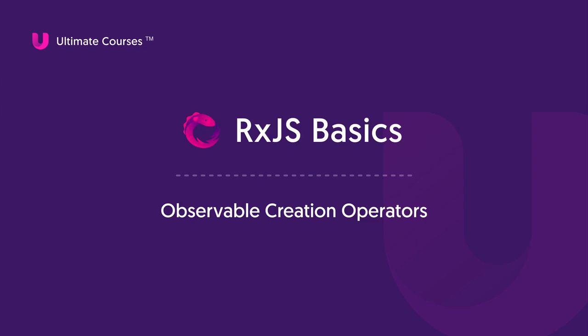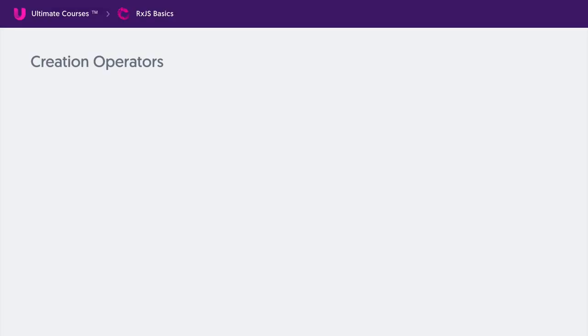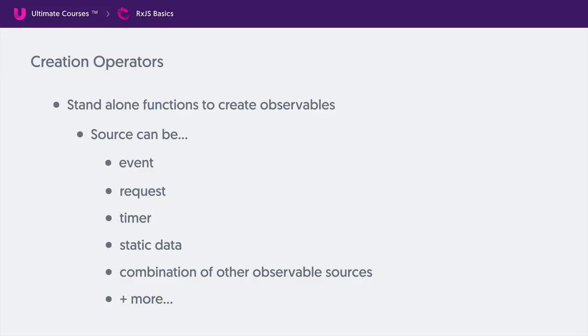In this section, we're going to cover the essential creation operators you will need to start being effective with RxJS. Unlike pipeable operators, which we will learn about in the next section, creation operators do not require another observable as input. These operators create the observable, wrapping some producer of data, whether it's an event source, a request, a timer, or even a combination of other observables. These operators are meant to start your observable pipeline.